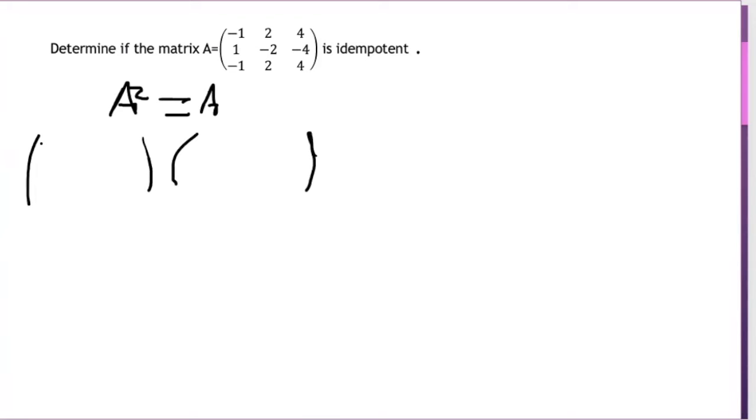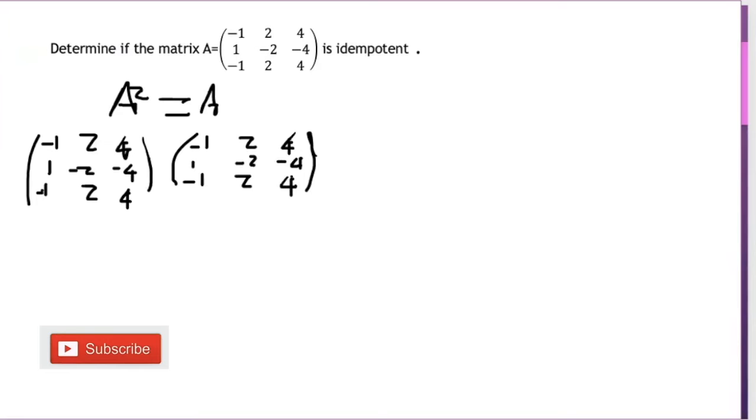So matrix A, I have -1, 2, and 4 in my first row. And then in the second row, I will have 1, -2, -4. In the third row, I have -1, 2, and 4. The same thing will be in the next matrix here because I'm doing A squared. So I'm going to have -1, 2, and 4, followed by 1, -2, -4, and the next one would be -1, 2, and 4.